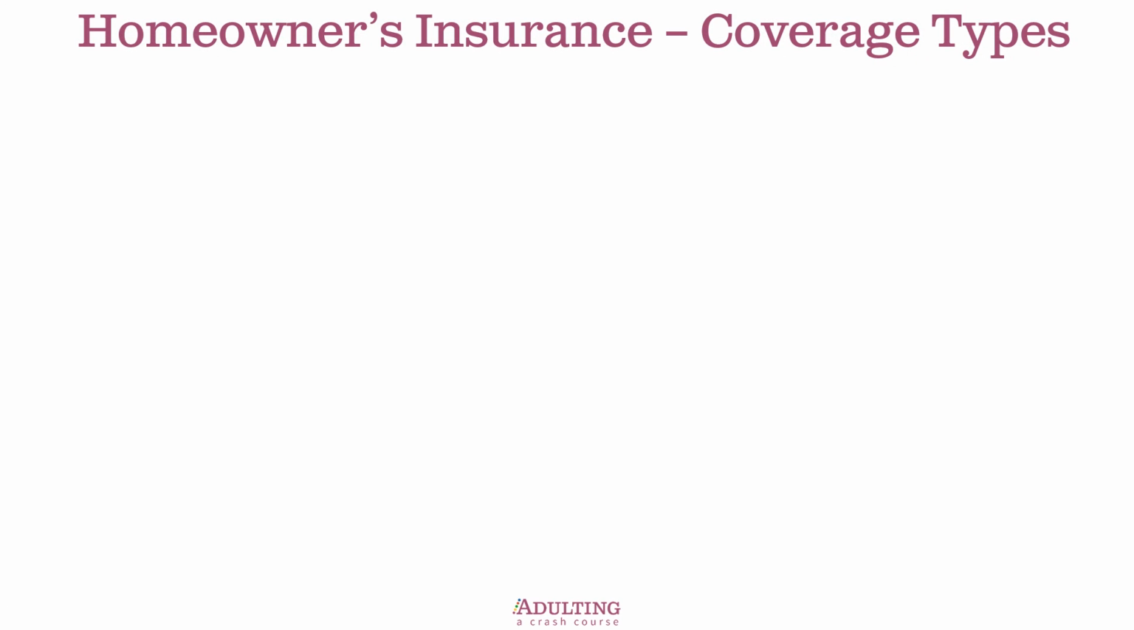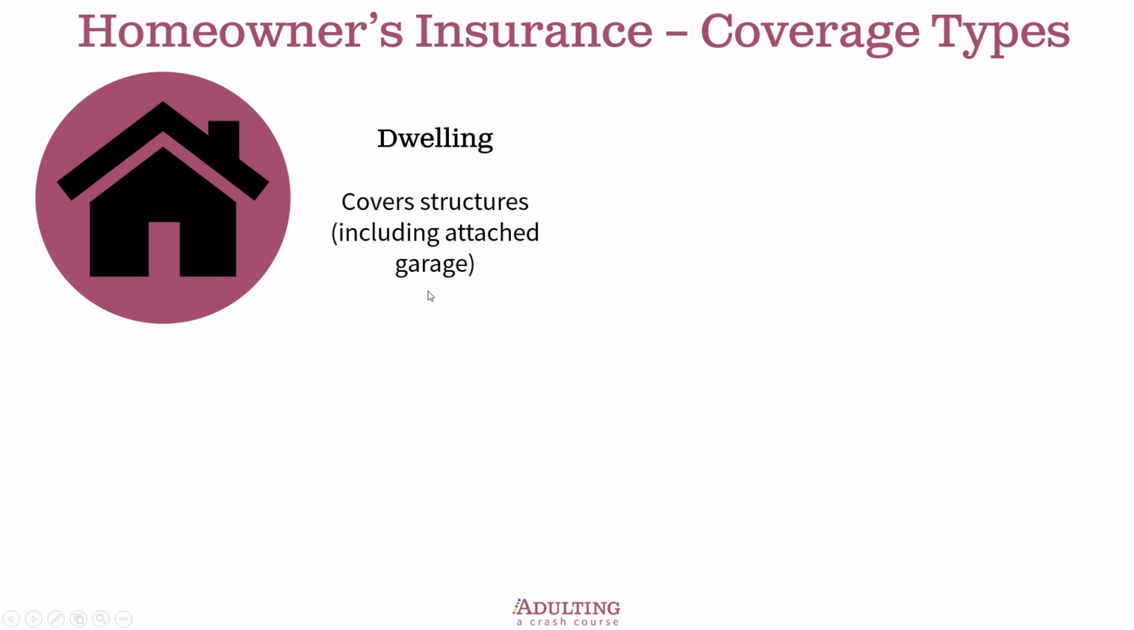Auto policy includes 3 coverage types. Your homeowner's insurance policy includes 4. The first is dwelling, which is the home itself and any attached structures such as a garage.